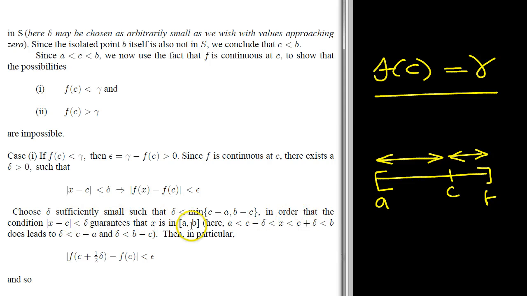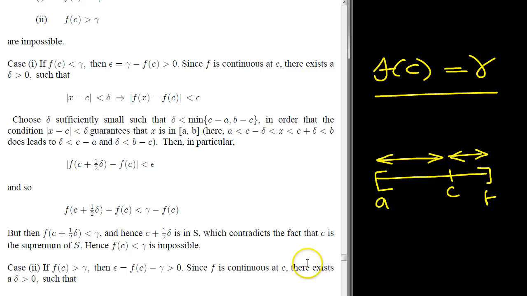Okay, good. That's good. So this is fine. Then in particular, if this holds, then c plus half delta is in here, isn't it? That satisfies this condition here. It'll be in between these two. C plus half delta will be in here, so it satisfies this inequality, of course. So that's less than epsilon. And so, what have we got?